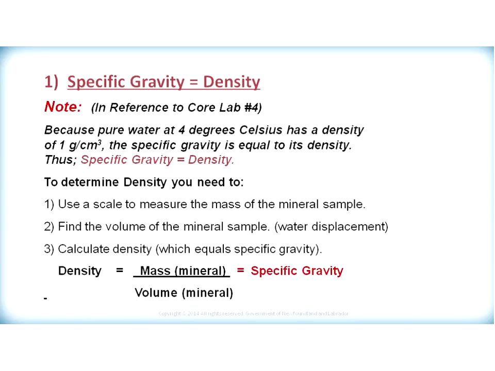When we look at specific gravity and Core Lab number 4, which was completed during the course, we notice that specific gravity is equal to density. And these 2 properties are equal because pure water at 4 degrees Celsius has a density of 1 gram per cubic centimeter. The specific gravity is equal to the density.